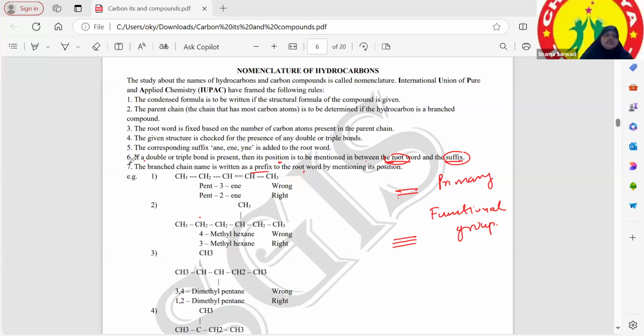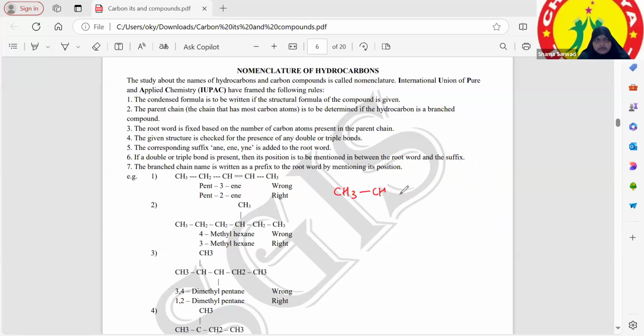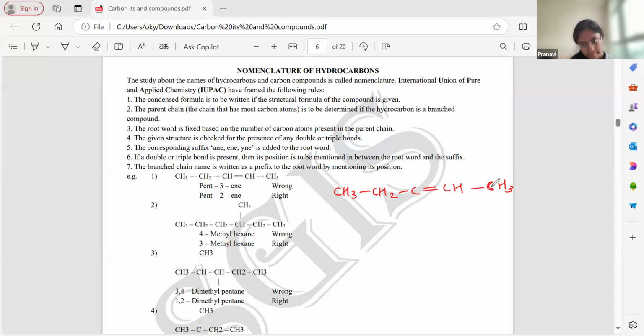See here, if a double bond or triple bond is present, its position is to be mentioned in between the root and the suffix, if any. Then the branch chain name is written as a prefix to the root word by mentioning its position. I'll give you the example. Here one structure is given: CH3, CH2, C double bond CH, and CH3. Yes, ma'am, this is the structure.